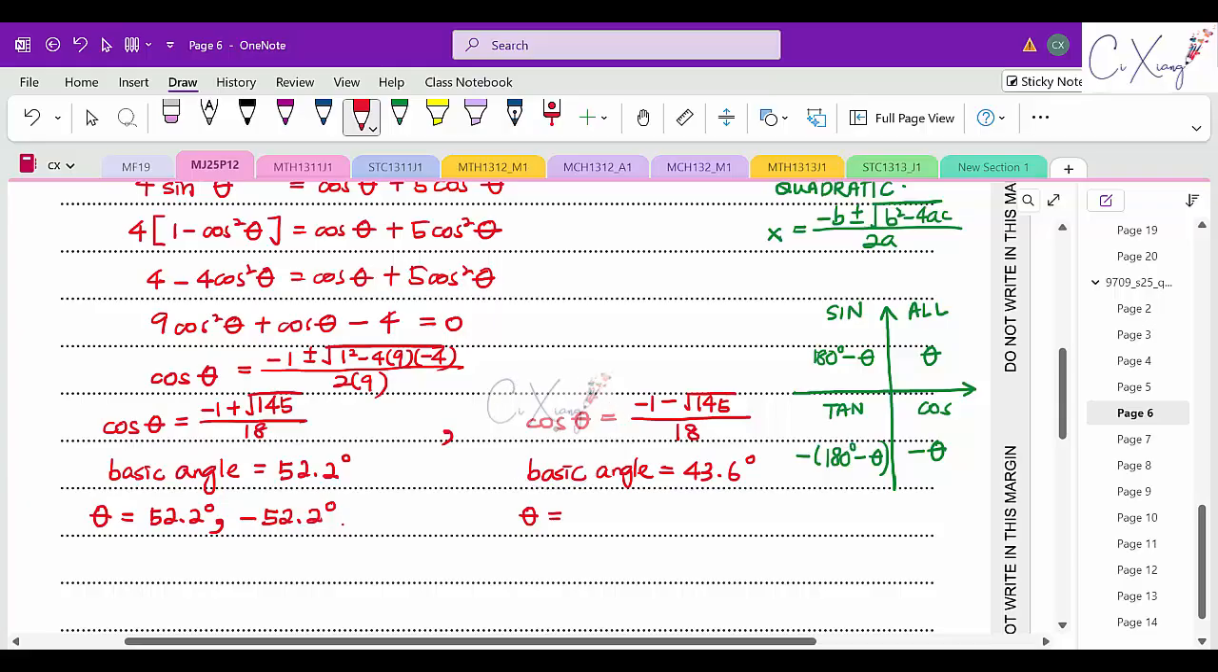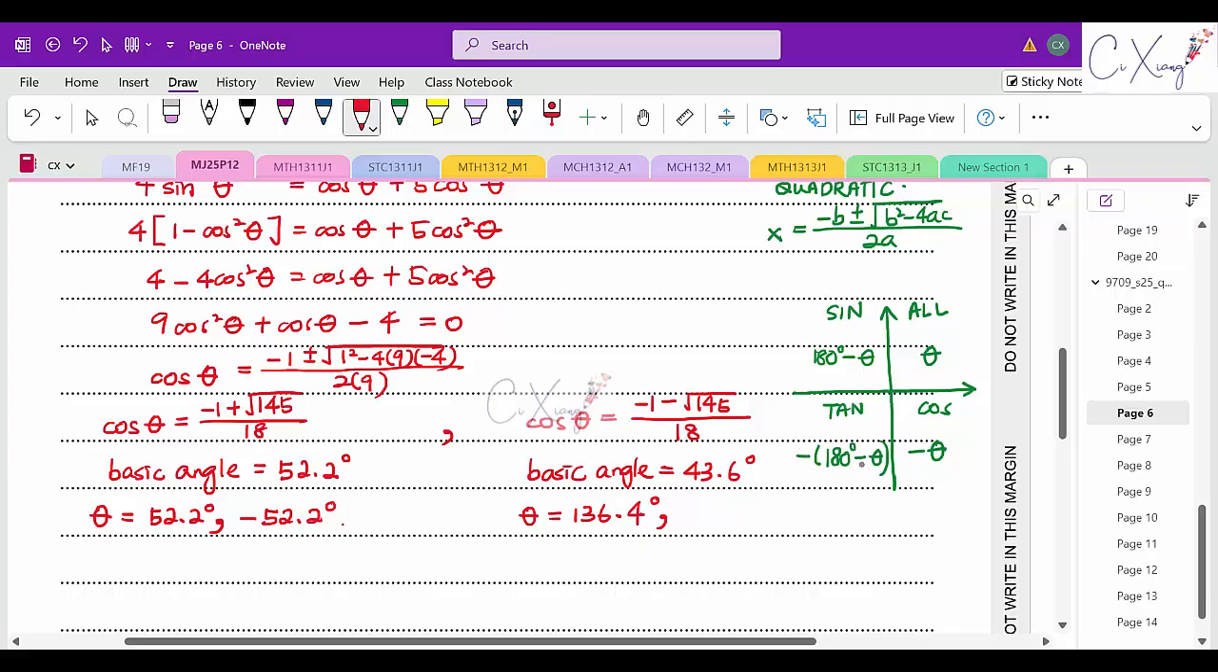We are looking for cos negative. Alright. So which is the quadrant that will give you cos negative value? First quadrant, is it cos negative? No. So we don't take the answer from this part. Second quadrant, is it cos negative? Yes, right? So you take 180 minus the basic angle. So take 180 minus 43.6. By right, you'll be having 136.4.